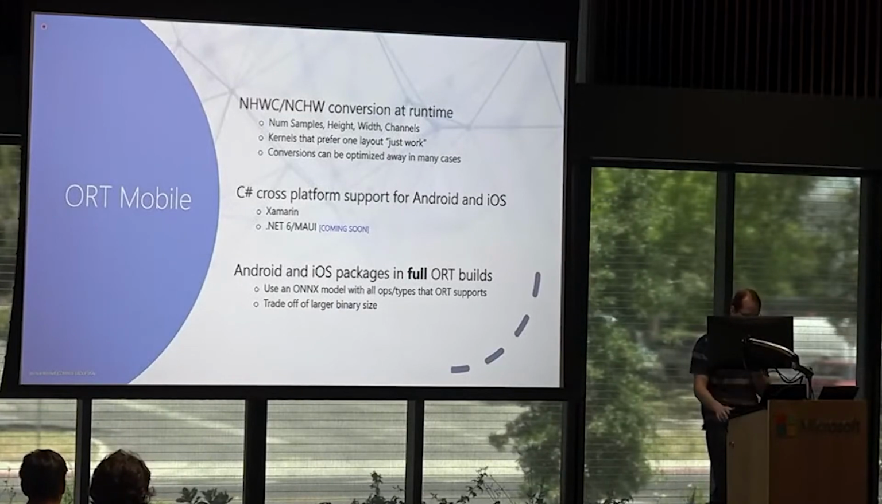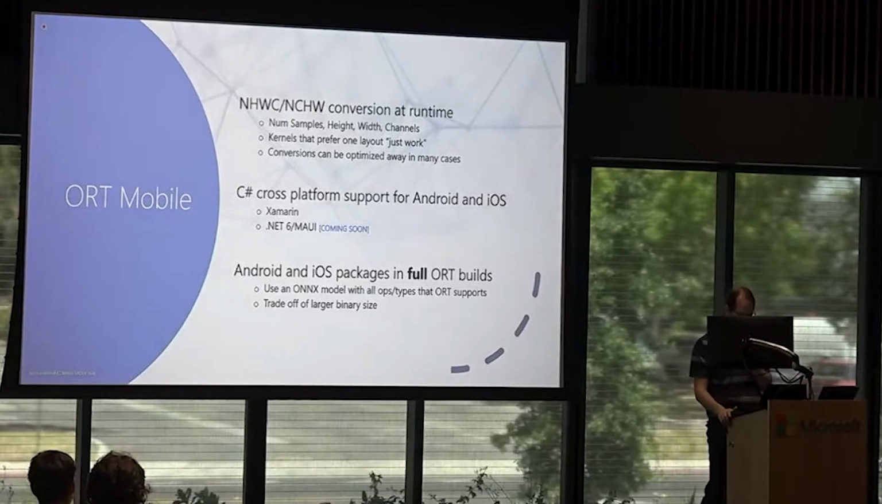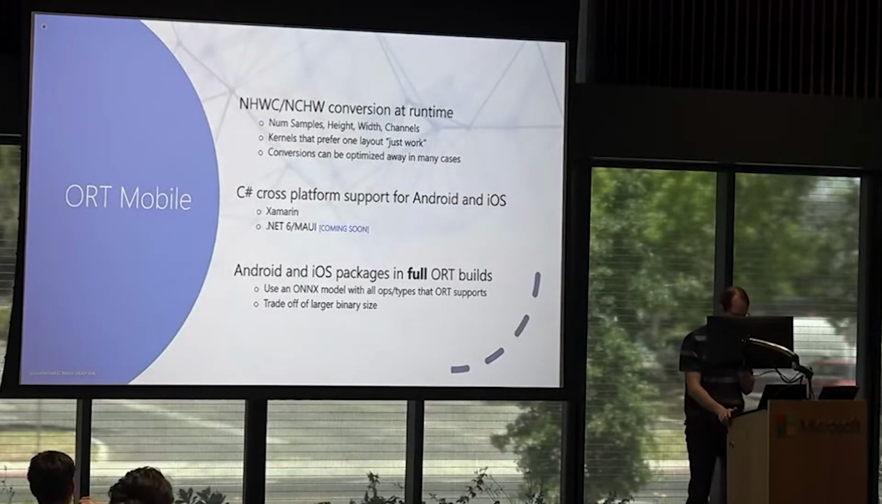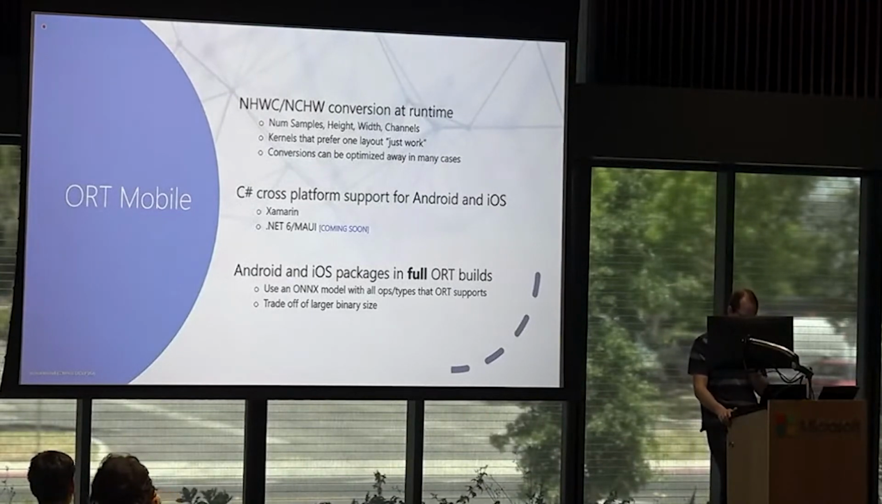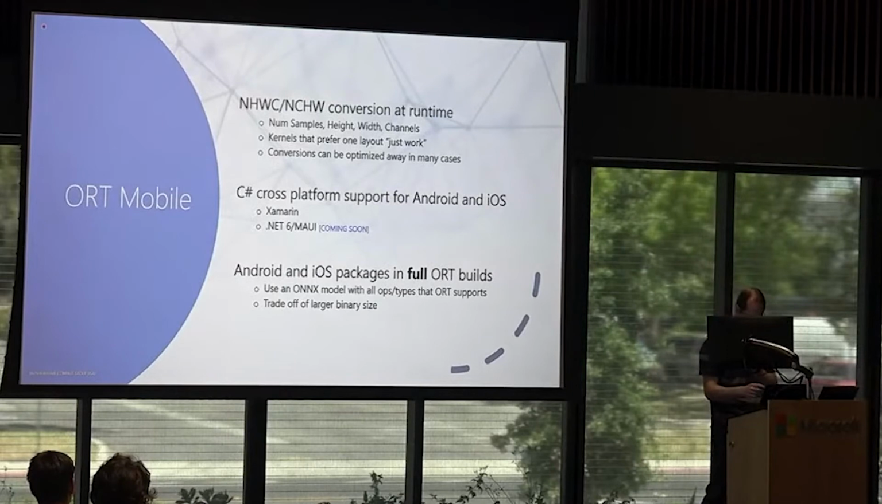We also added Android and iOS packages with the full ONNX Runtime builds. This will make it simpler for users getting started using ONNX Runtime in mobile scenarios. They can use ONNX models, and all operator types that ONNX Runtime supports are included. It has a larger binary size, but this probably isn't an issue for most users as it's still relatively small. To give an idea, a minimal build that only includes necessary ops might be around 2.5 megabytes, and the full build is around 8 megabytes.